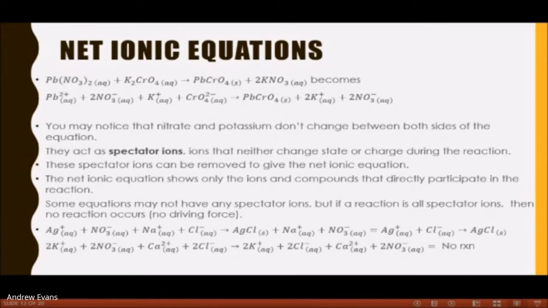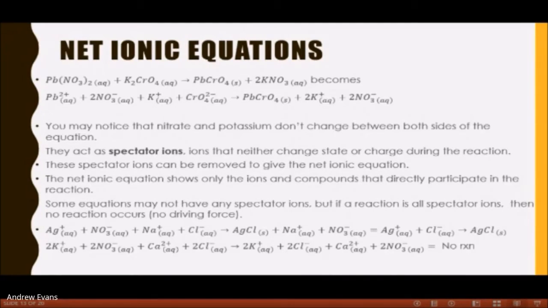The net ionic equation shows only the ions and compounds that directly participate. So net, remember, if I made $500, but it cost a $250 investment, my net profit is 500 minus 250, or $250. In this case, if I started with these chemicals and these chemicals changed, I'm subtracting out everything that's the same on both sides to find what actually changed. The net ionic equation looks at what actually changes.